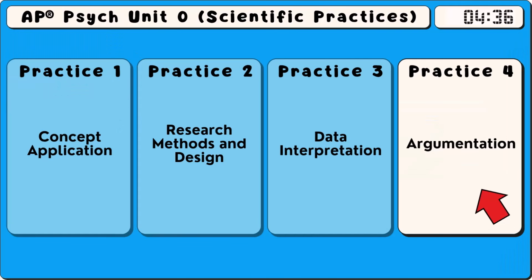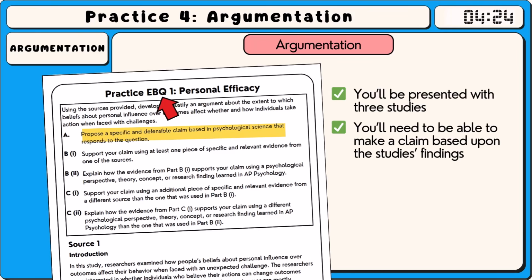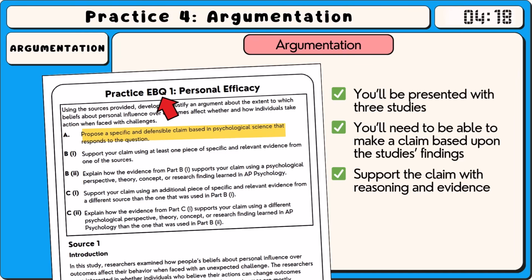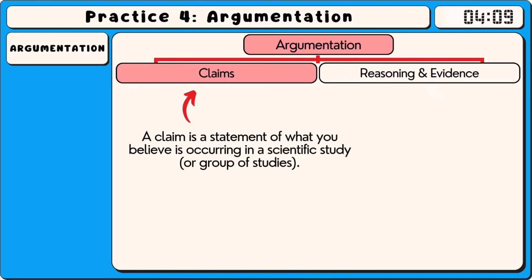Okay, that brings us to the end of science practice number 3. Let's move on to science practice number 4, titled Argumentation. The skills in science practice number 4 are specifically tested on the EBQ, where you'll be presented with 3 studies and you'll need to be able to make a claim based upon the study's findings and support the claim with reasoning and evidence. So, for this section, we'll look at what you need to know about claims and then reasoning and evidence. So let's start with claims.